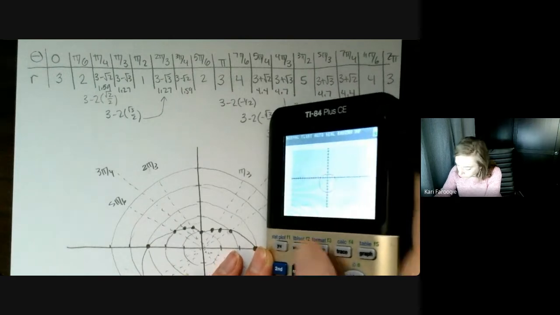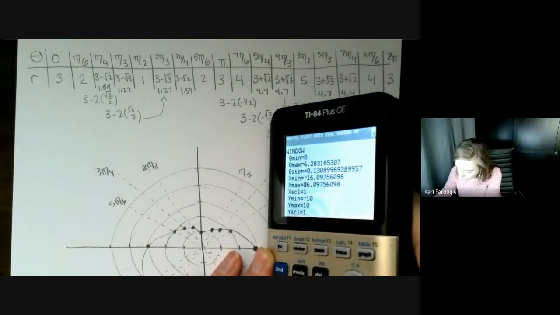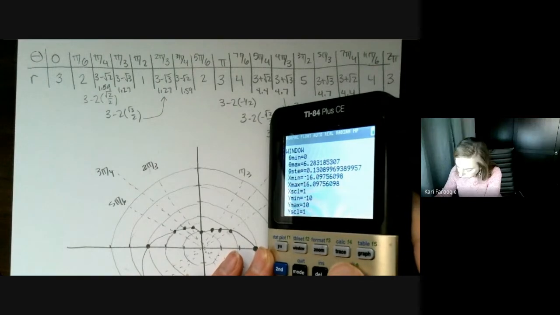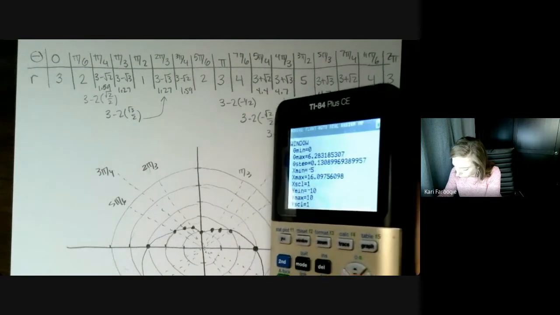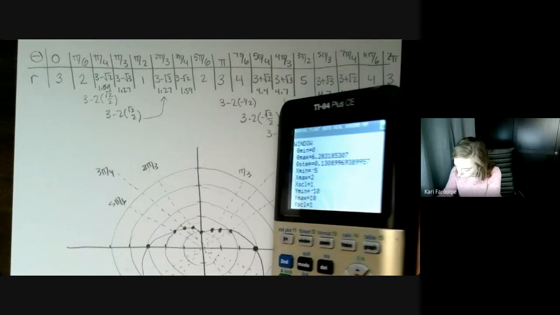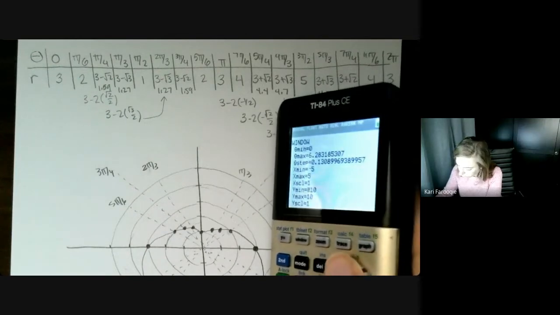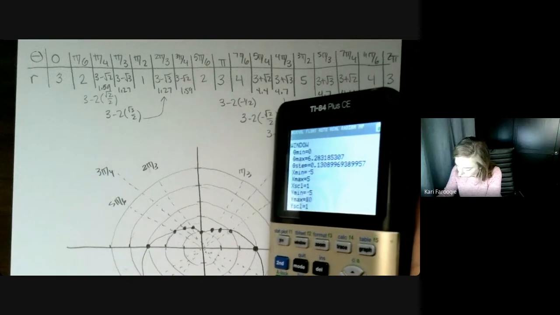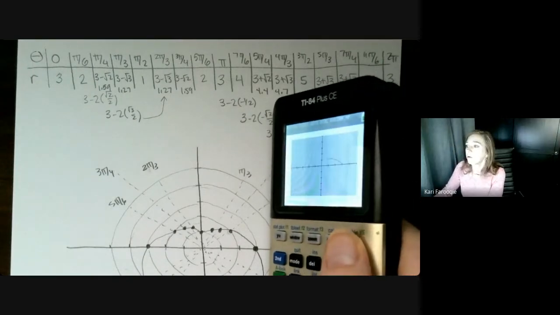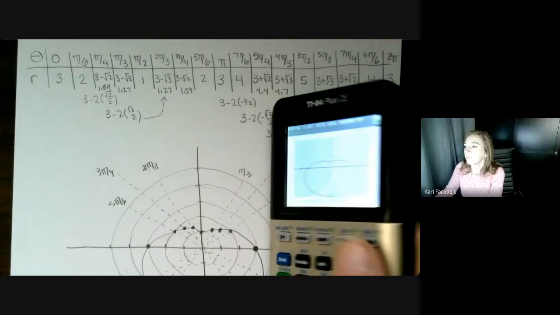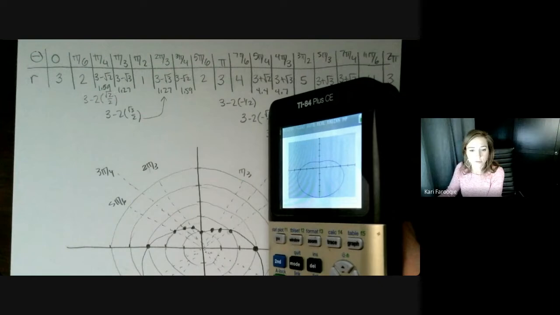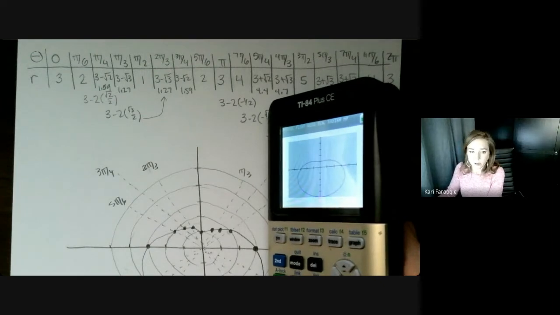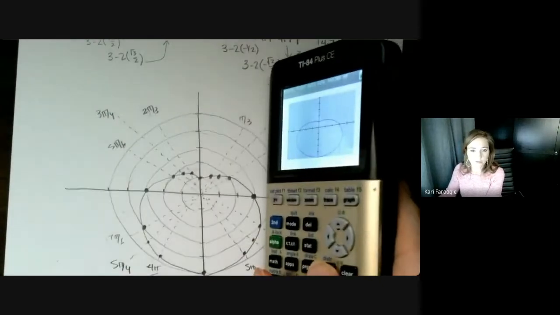So you can always adjust your window. We're not really going out that far, so you can go from -5 to 5 for x, and your y-min can be -5 and your y-max can be 5. You'll get a little bit of a better picture. Now it's not square anymore because I set x and y min and max to be the same. But yeah, this is what we graphed. This is what it looks like.